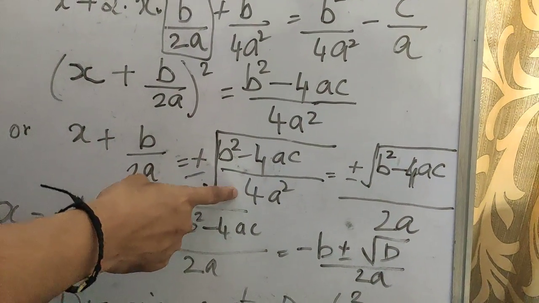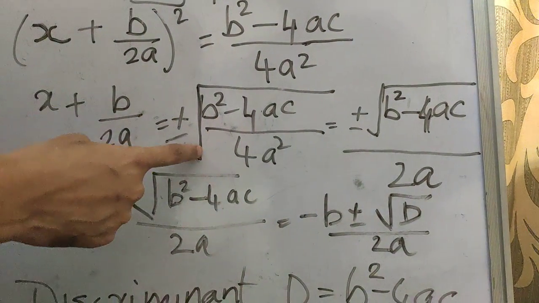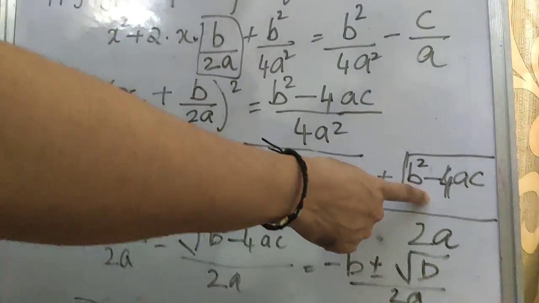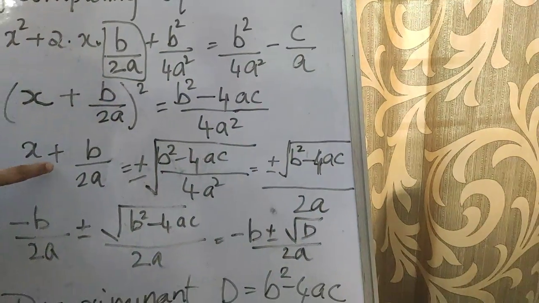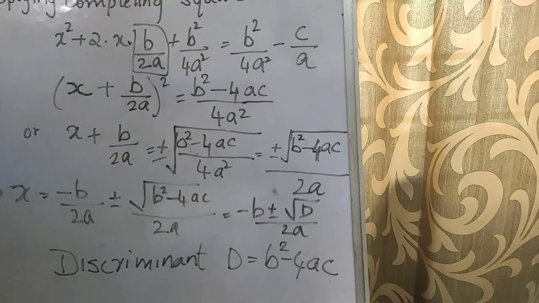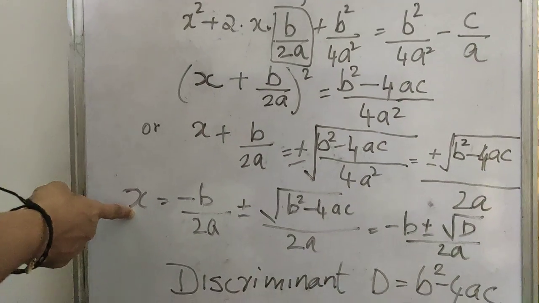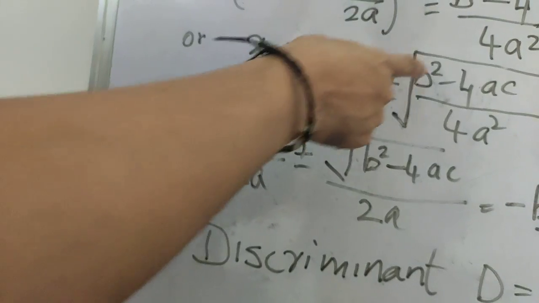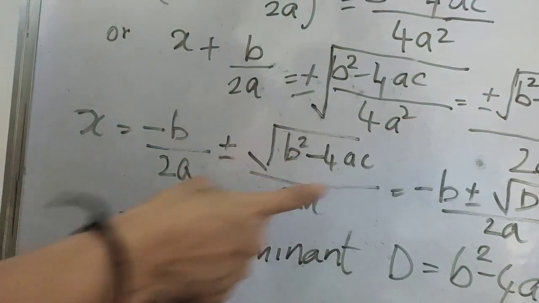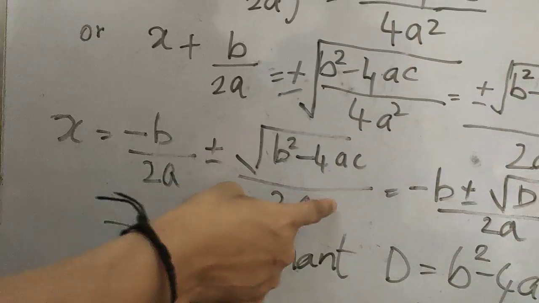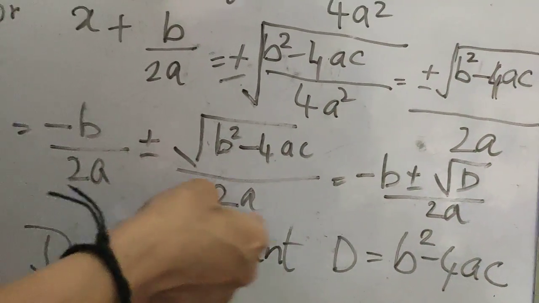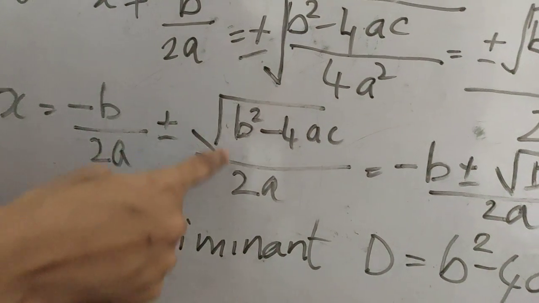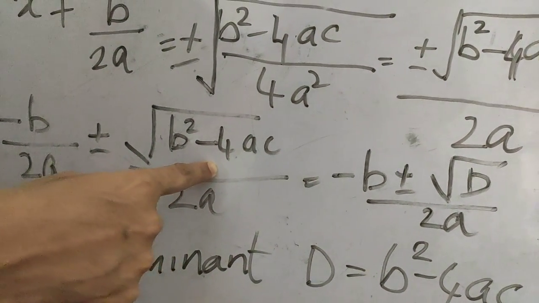Okay, so this 4a square becomes 2a. Square root of 4a square becomes 2a. Numerator, the root remains as such. Now what do I do? I shift this plus b by a to the other side. Only then will I get the value of x, isn't it? So value of x becomes minus b by 2a plus or minus root of b square minus 4ac by 2a. Now both have a common denominator. I write it common and write minus b plus or minus root of b square minus 4ac, by 2a.